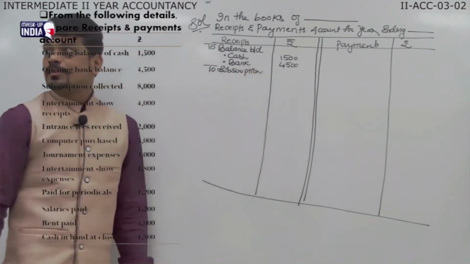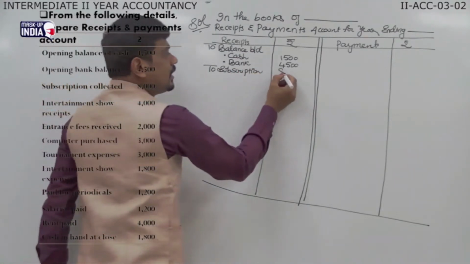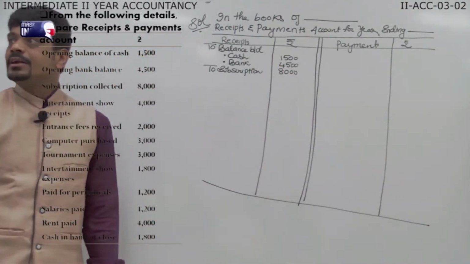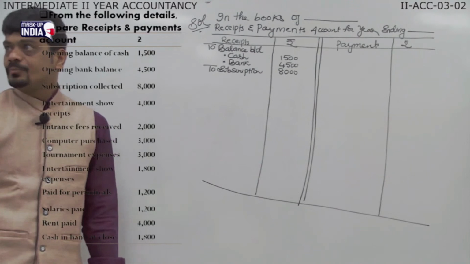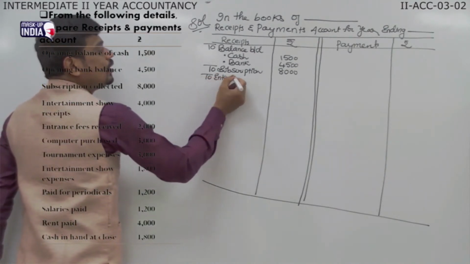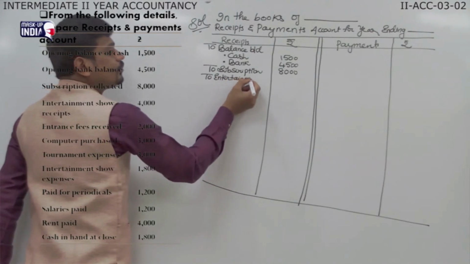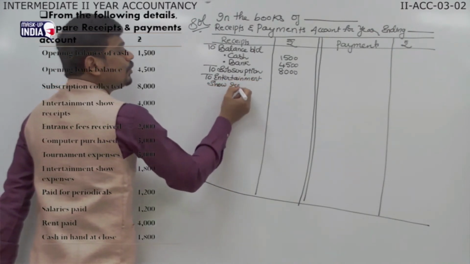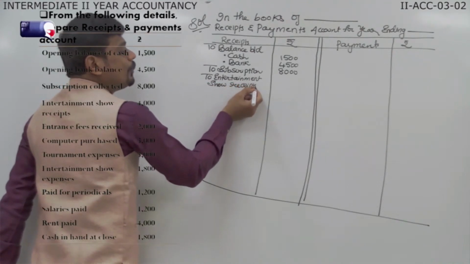To subscription, and the amount is 8000. Followed by entertainment show receipt. So again, we'll write here "to entertainment show receipt." What you are supposed to do is cut, copy and paste.